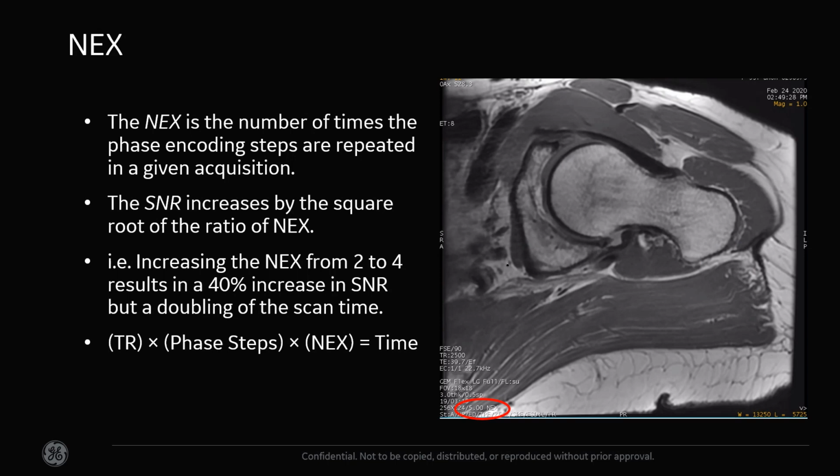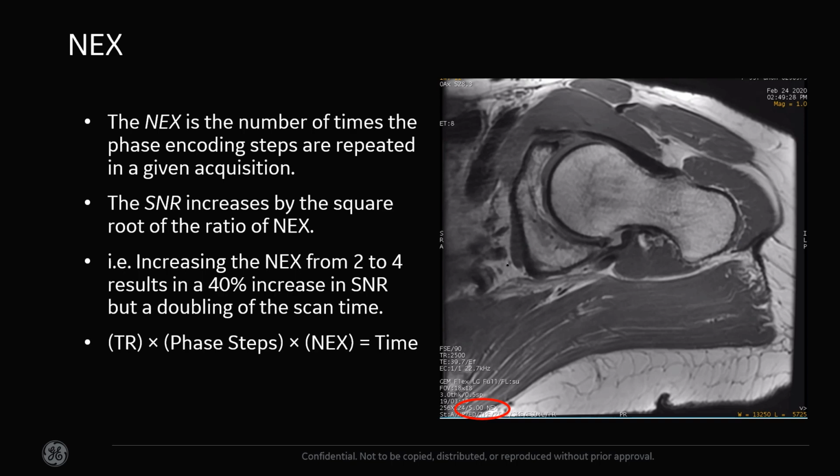Now the subject of NICs and musculoskeletal imaging is quite interesting. NICs is the number of times the phase encoding steps are repeated in a given acquisition. I'm sure we're all aware increasing the NICs from say 2 to 4 is going to give you an approximate 40% increase in signal to noise, but also unfortunately a doubling of the scan time.